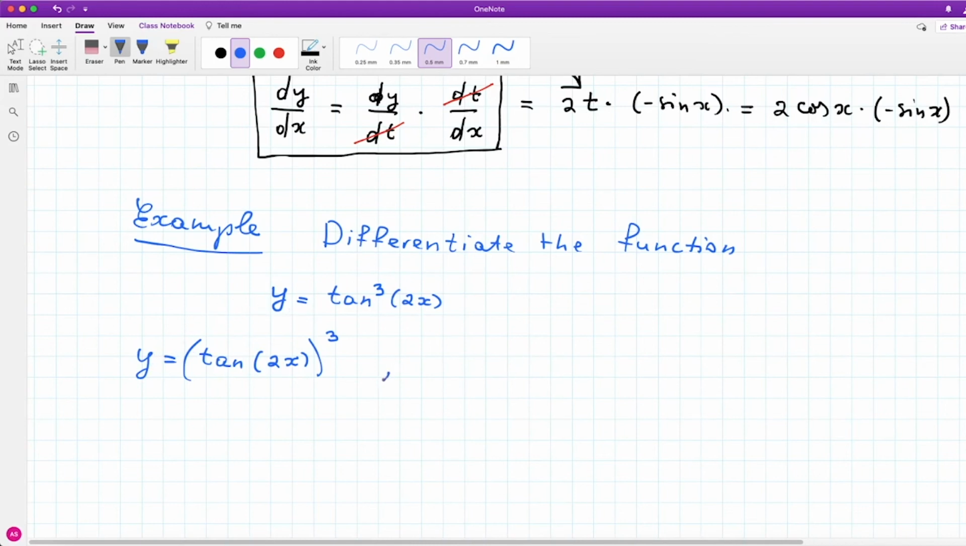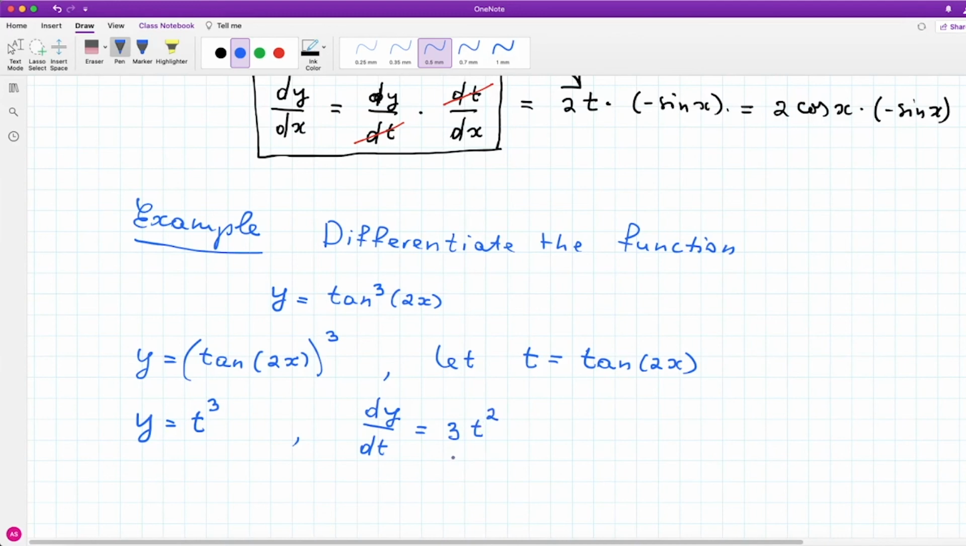And so let us introduce an intermediate variable t and set it equal to tangent of 2x. Then we can rewrite our function y in terms of this variable t as simply y equals t cubed. Therefore, we can easily calculate the derivative of y with respect to t, because it's simply the derivative of t cubed with respect to t. By the power rule, this derivative is equal to 3t squared.